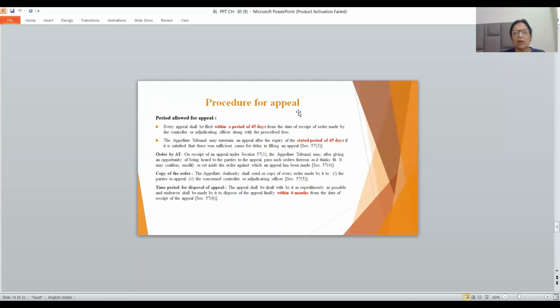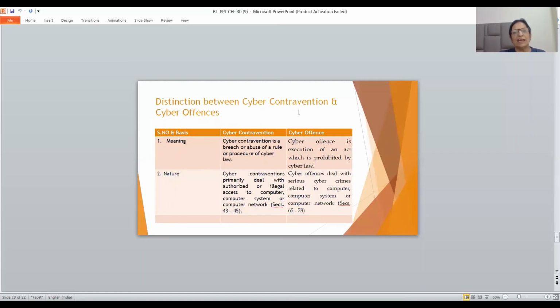Copy of the order shall be given to the parties to appeal, the concerned controller, or adjudicating officer. Time period for disposal of appeal: all the appeals should be disposed of within a period of 6 months from the date of receipt of the appeal. And now, friends, I'll take up the last heading under this chapter, which is distinction between cyber contravention and cyber offences.